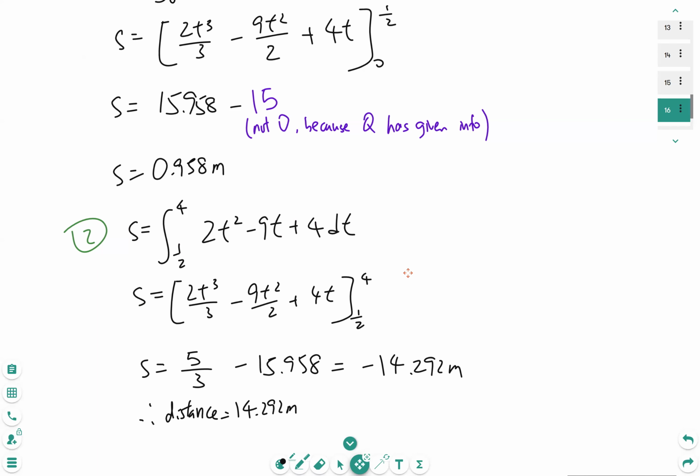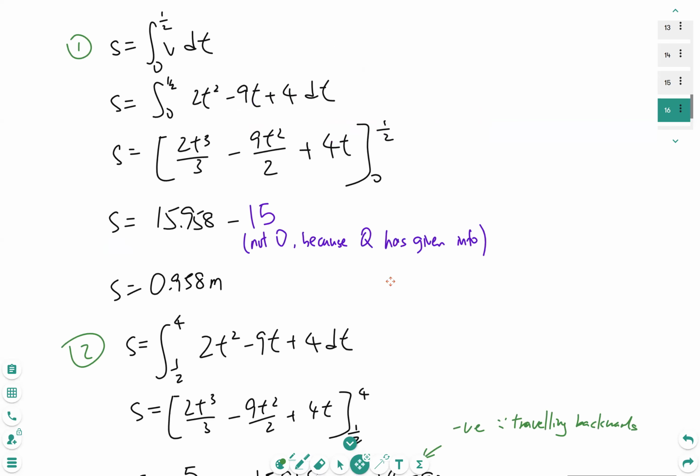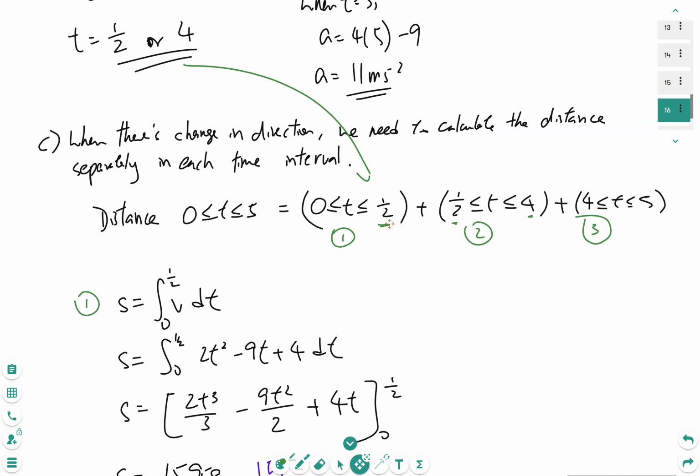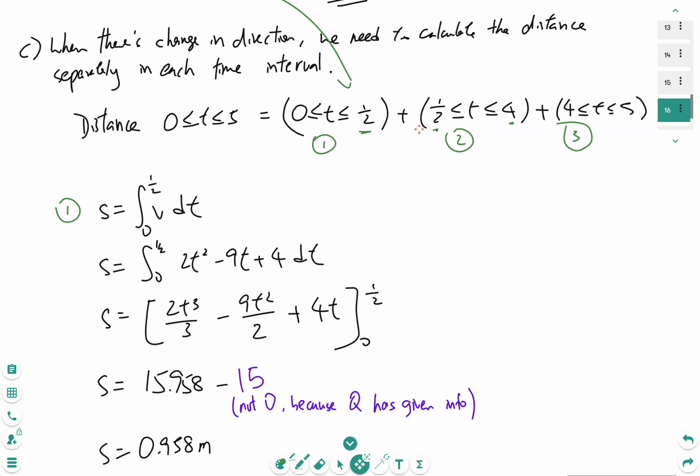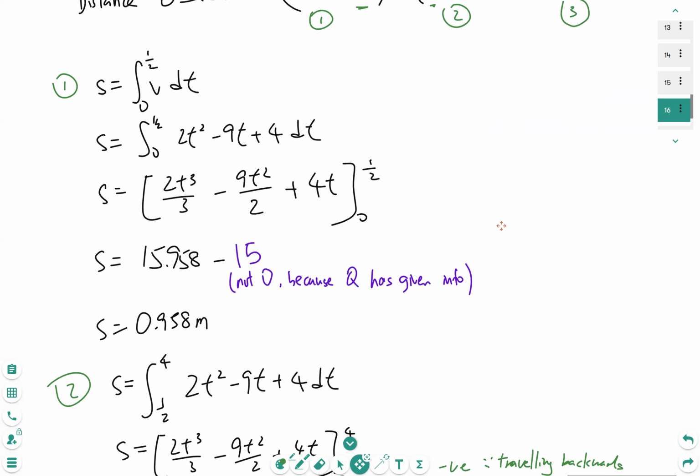That means it's traveling backwards. Negative because it's traveling backwards. So when a question tells you it is instantaneously at rest, that's when you do this for distance. That's how you cut it into different intervals.